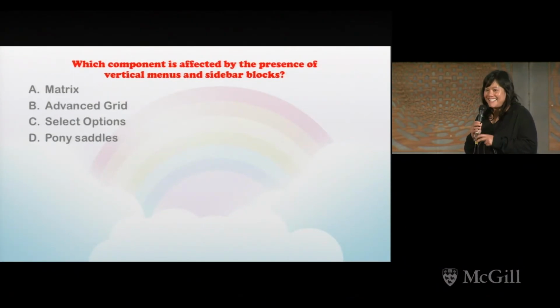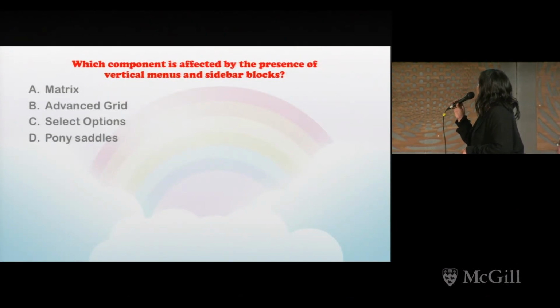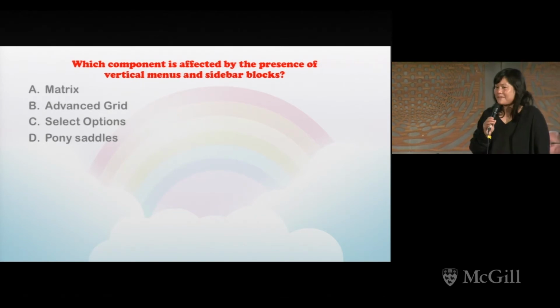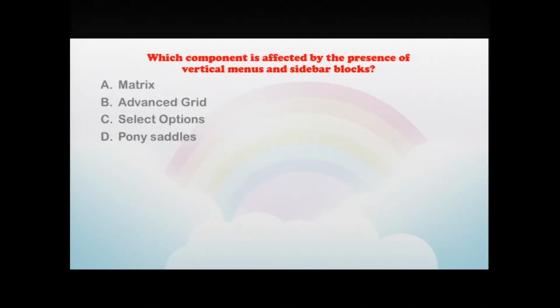The first question is a toughie, so put on your thinking caps. Which component is affected by the presence of vertical menus and sidebar blocks? Is it A, the matrix, B, the advanced grid, C, select options, or D, pony saddles? So enter your answers in, and we'll give you a few seconds. Okay, we'll close the polling in 5, 4, 3, 2, 1, and see how you did.